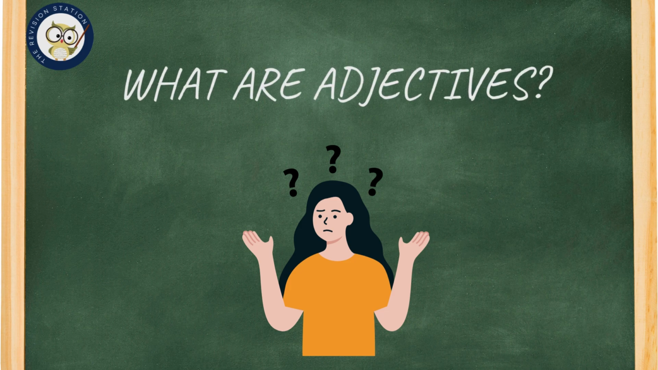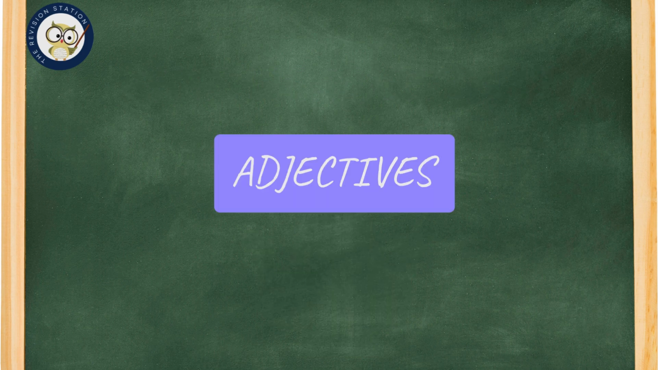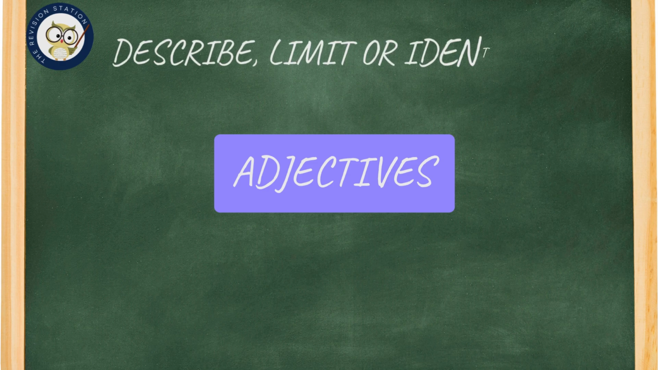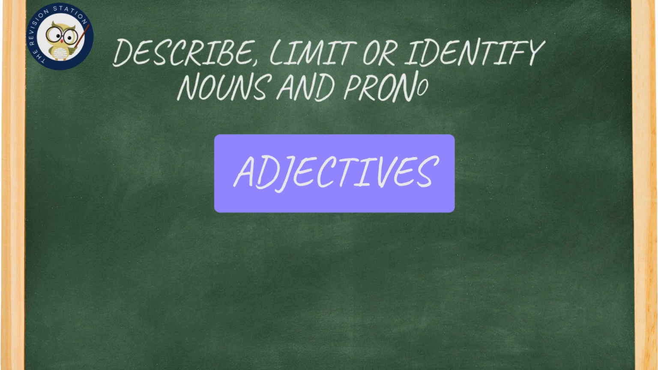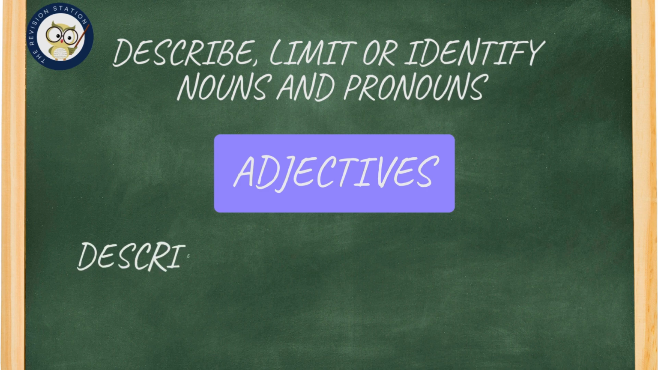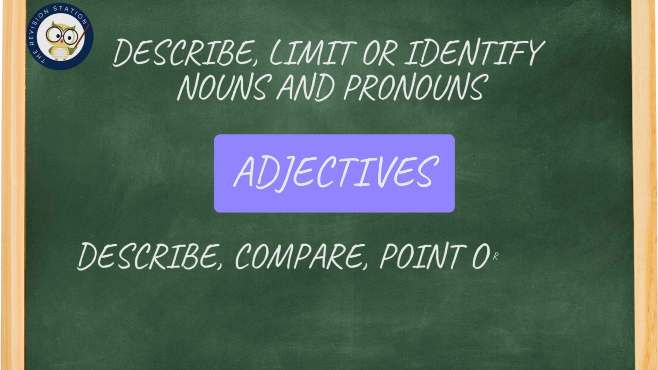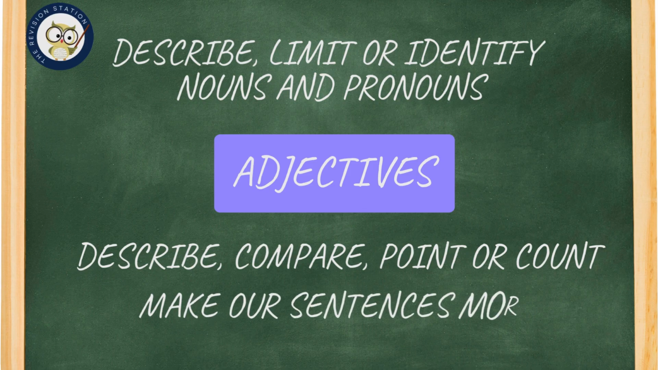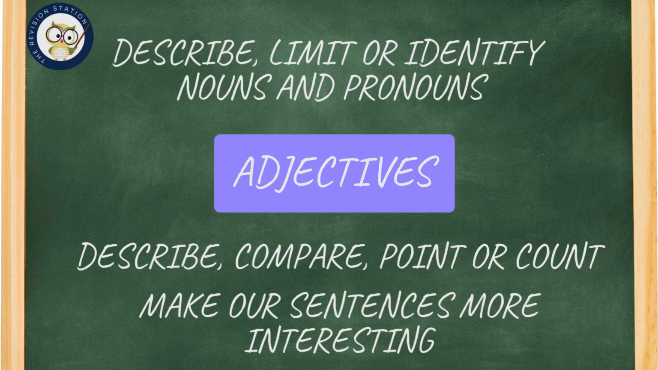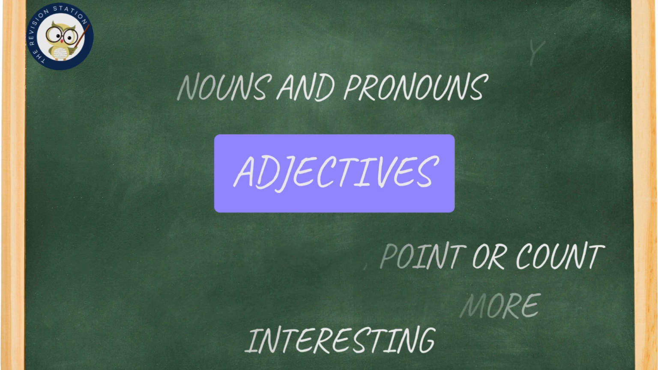Today we are going to look at adjectives. They are words that describe, limit, or identify nouns or pronouns. They describe, compare, point, and count, and they make our sentences more interesting. So let's have a look at the different kinds.